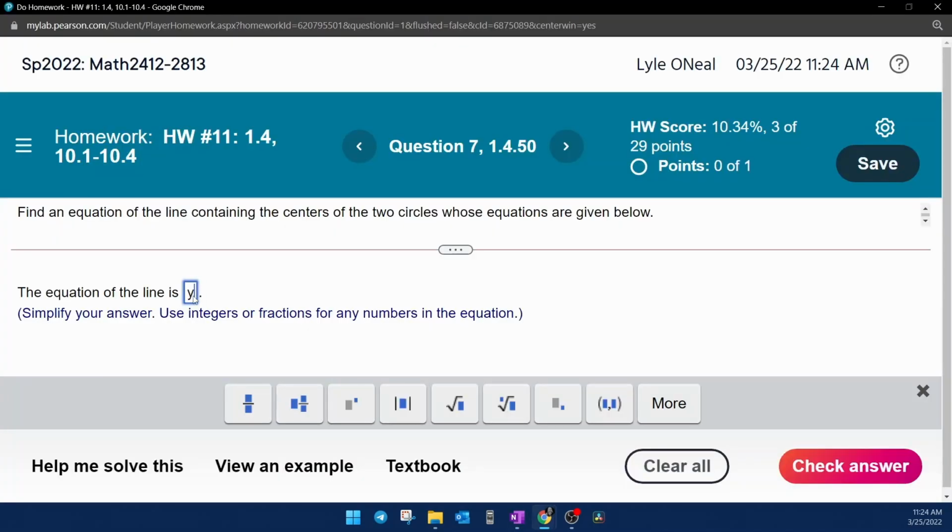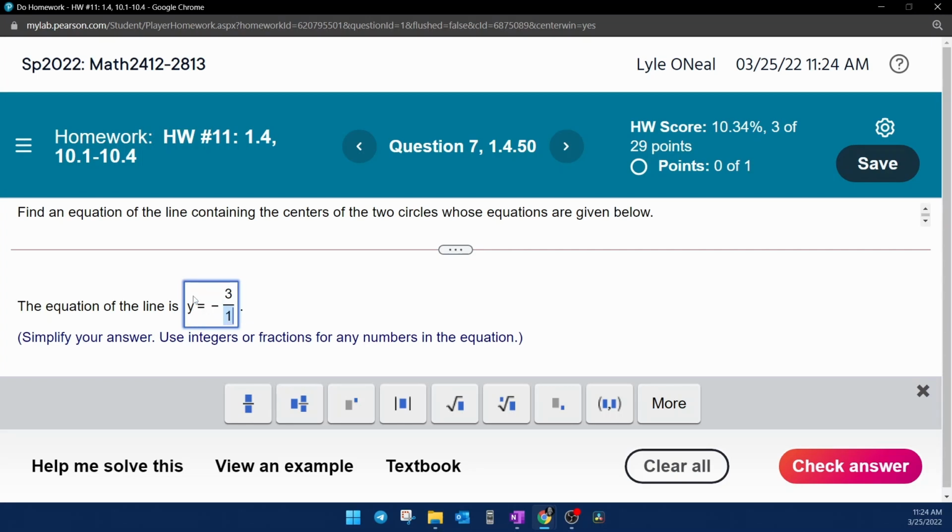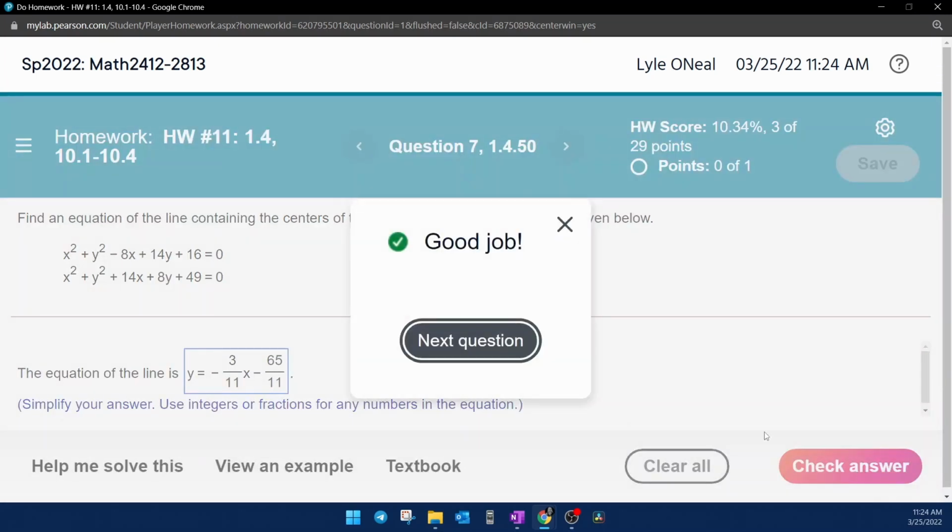All right, here we go. Y equals negative 3/11 x. Don't forget to move out of the denominator before you put your x. Minus 65/11. And we're good. Yes, what a sense of satisfaction you're going to get after all of that hard work when it says, good job. And that's going to do it for this problem.